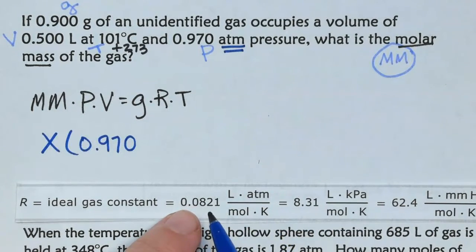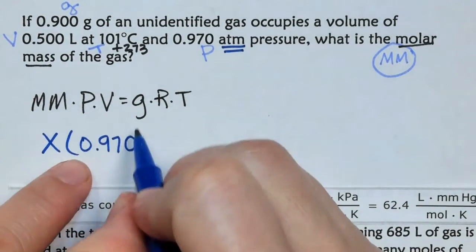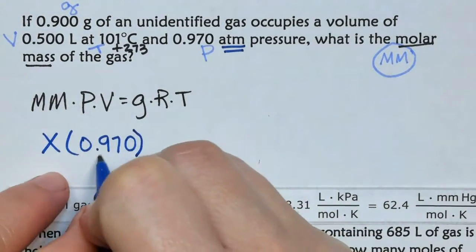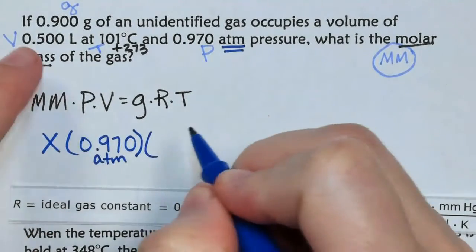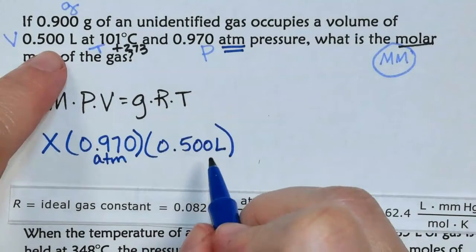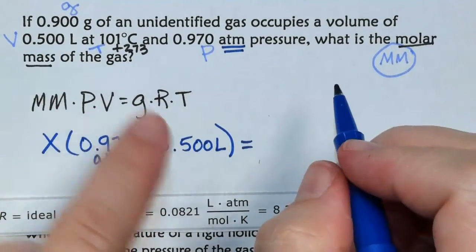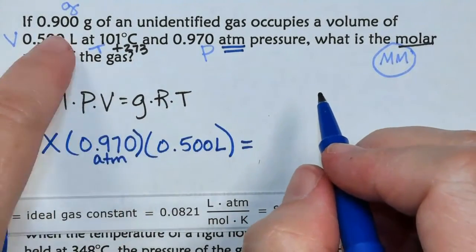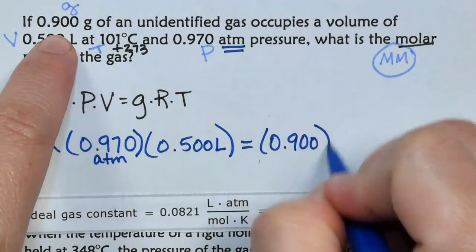So we're going to use 0.0821 for R when we get there. So pressure is 0.970 atmospheres. My volume is 0.500 liters. It must be in liters, so that's good. Equals the grams that they gave me, which is 0.900.